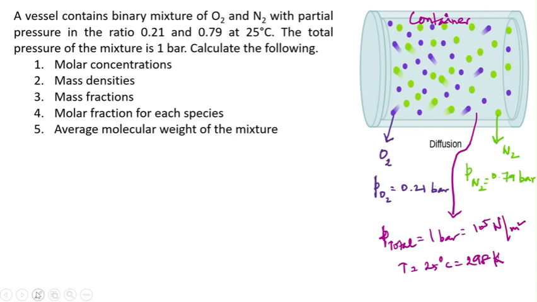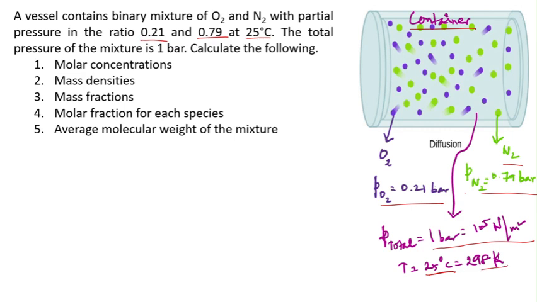The vessel contains a binary mixture of O2 and N2 having partial pressures in the ratio of 0.21 and 0.79 at 25 degrees Celsius. So this is a container. In the container, the blue dots represent the oxygen having a partial pressure of 0.21, and the green dots represent the nitrogen having a partial pressure of 0.79 bar. The container's total pressure is 1 bar, which is equal to 10 to the power of 5 Newton per meter square, and the temperature is 25 degrees Celsius, which is equal to 298 Kelvin.